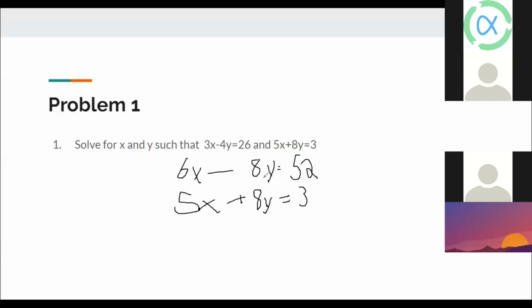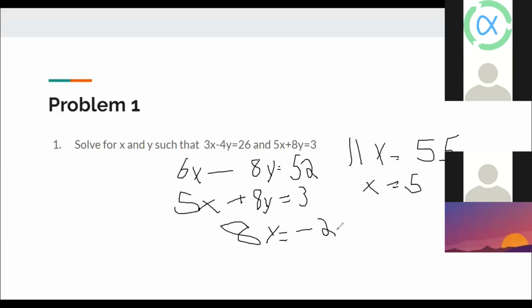Now you add both the equations and you get 11x is equal to 55, so x is equal to 5. And you can plug this back into this equation and you're going to get 25 plus 8y is equal to 3. So you're going to get 8y is equal to negative 22. So y is just negative 11 over 4. So that's our answer.